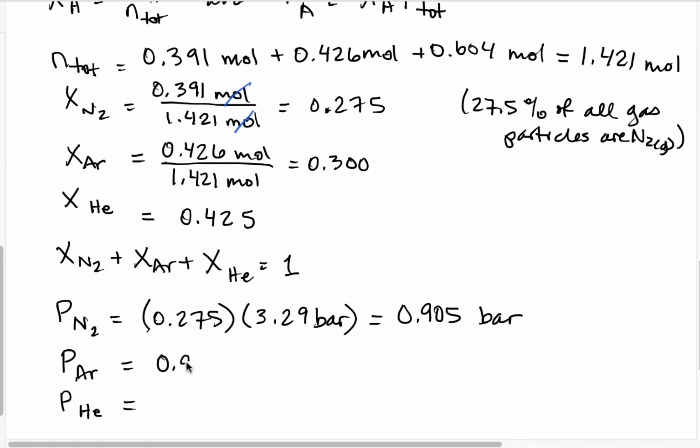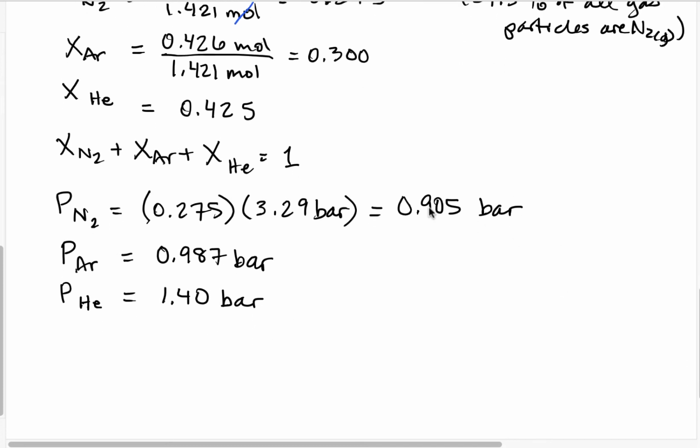Hopefully you got 0.987 bar and 1.40 bar. And the other check that we can do here is that we know that the partial pressures all have to add up to the total pressure. I actually made a mistake when I was doing my work for this video the first time. I used the number of moles of the helium instead of the mole fraction of the helium. I just copied the number down wrong.